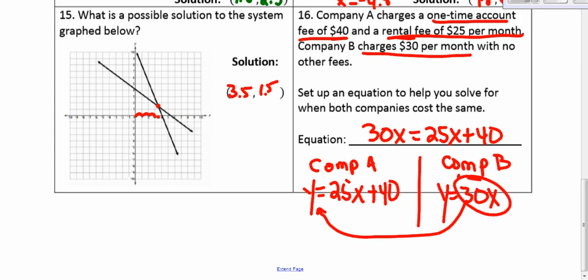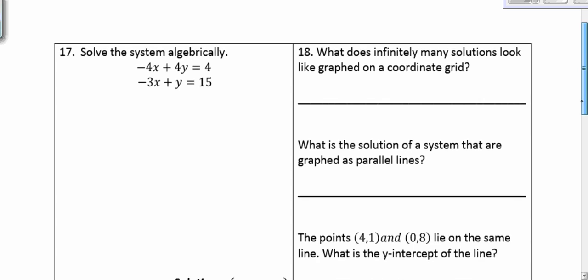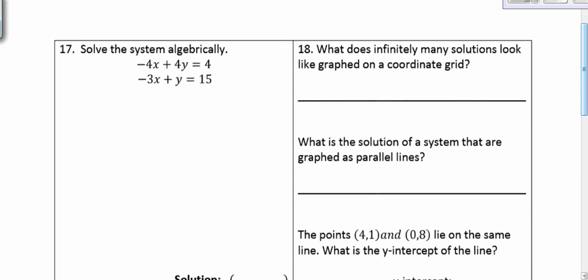This is comparing two companies. And when you solve for x, you're going to solve for when they would cost the same. So number 17, another one of these where nothing cancels. Negative 4x and negative 3x, they don't cancel. 4y and a positive y, that doesn't cancel.